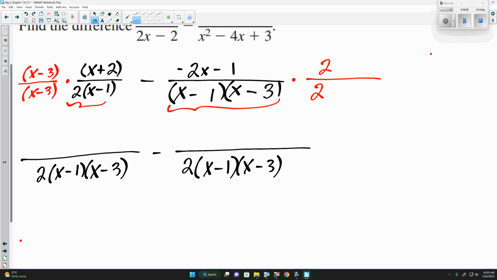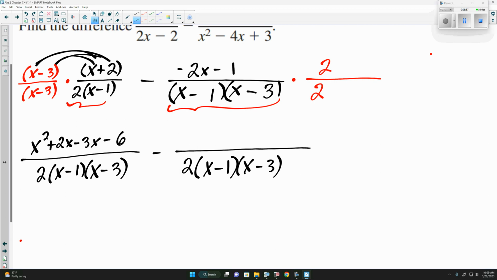So for the one on the left, we can go on and distribute this out. So we can do x times x is x squared. X times 2 is going to be plus 2x. X times negative 3 is negative 3x. And negative 3 times 2 is negative 6.